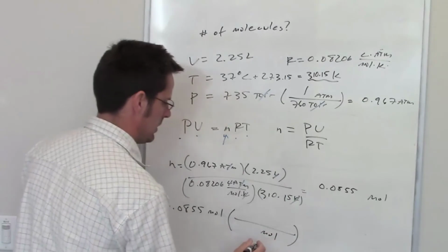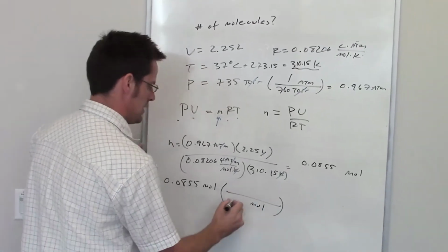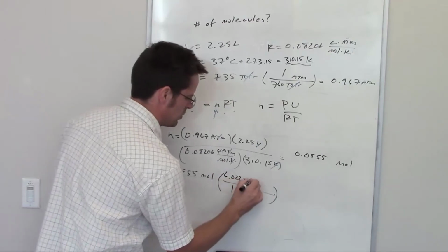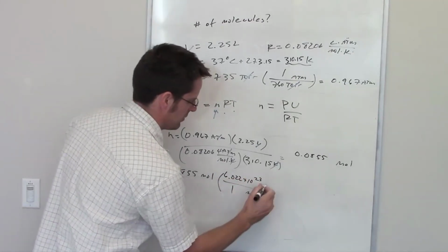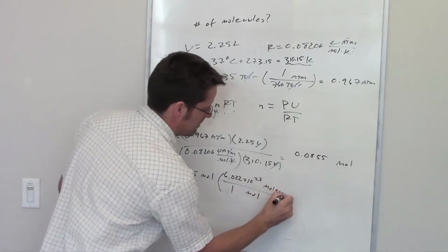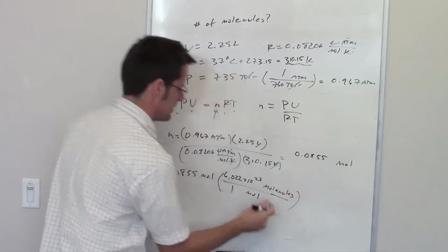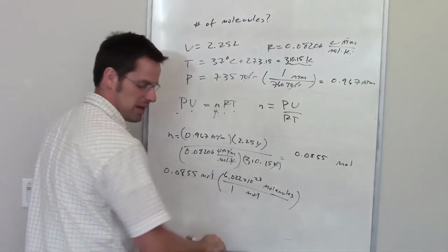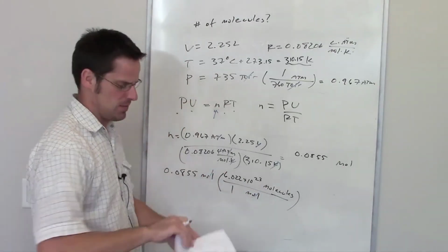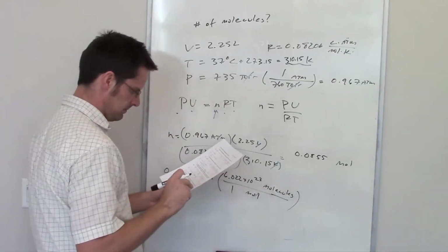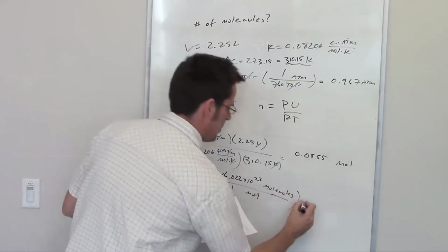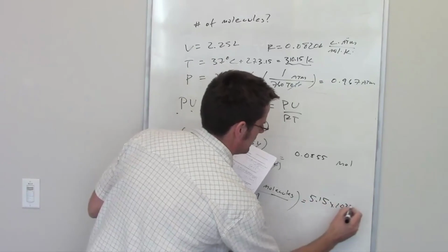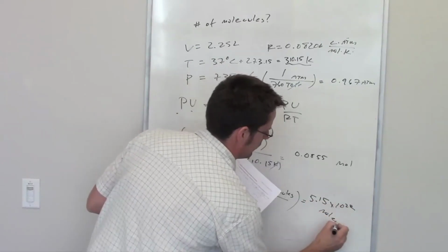Can I convert that into molecules? I think I can. You should remember, of course, that 1 mole is equal to 6.022 times 10 to the 23rd molecules, which is Avogadro's number. Moles cancel each other out. I'm left with molecules as my units. I throw that into my calculator, and the final answer ends up being 5.15 times 10 to the 22nd molecules of air.